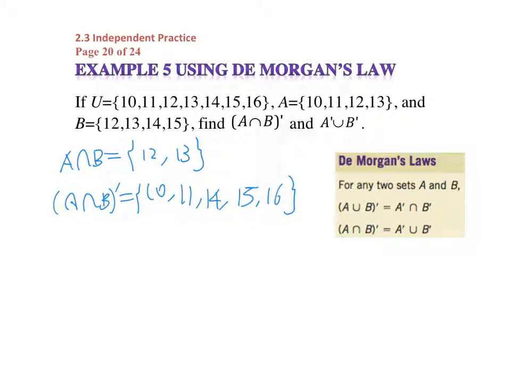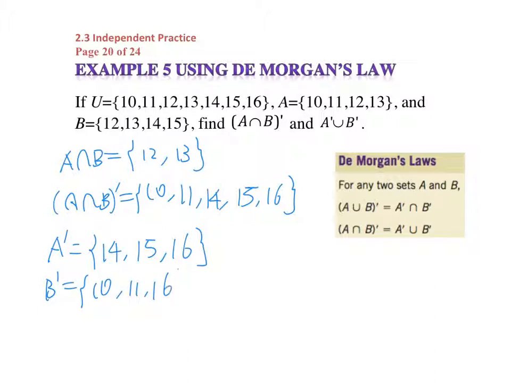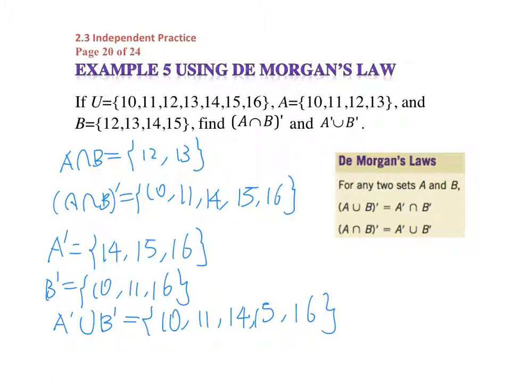The second one, we need to find obviously A complements first, and that's 14, 15, and 16. And then we need to find B complements, which is 10, 11, and 16. And now if you just put them together to make a union of A complements and B complements, that's 10, 11, 14, 15, and 16. So that's how we use De Morgan's law.